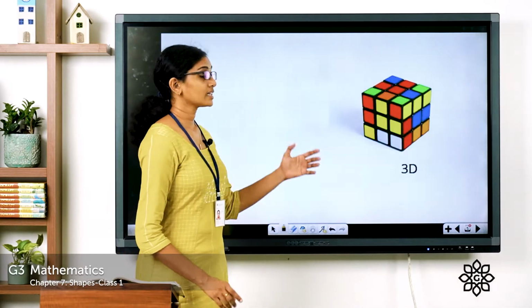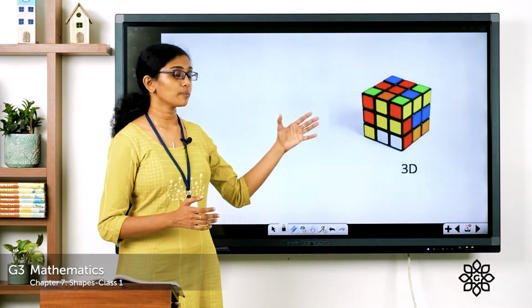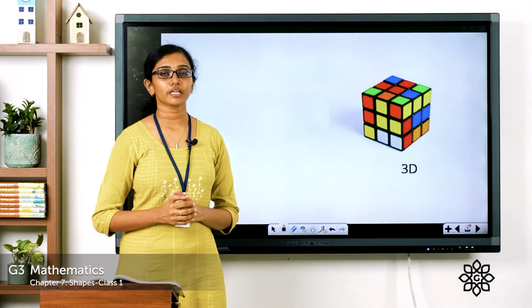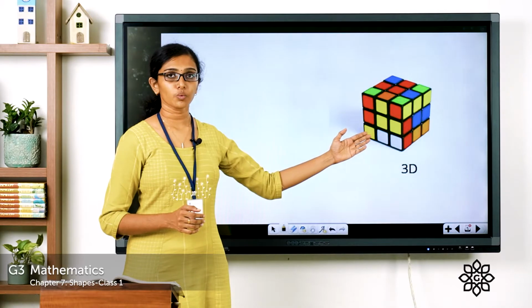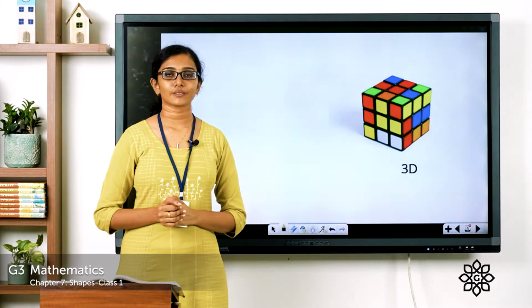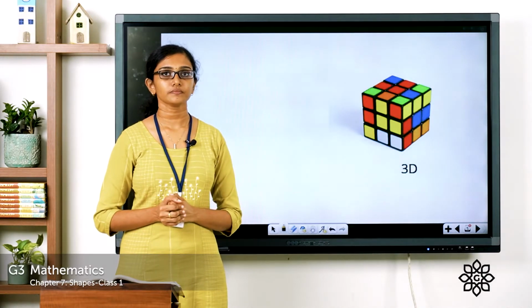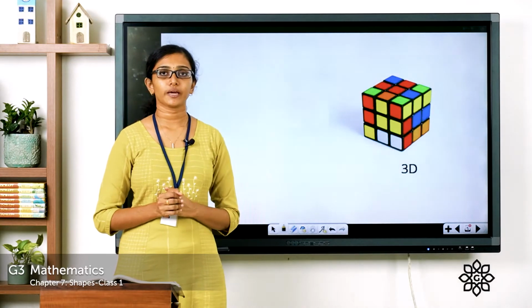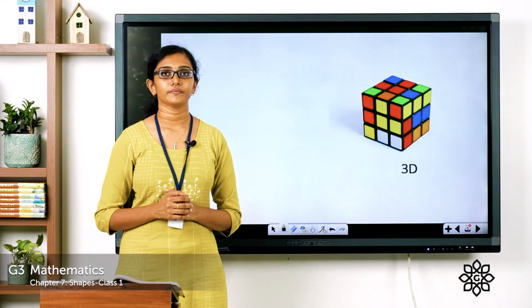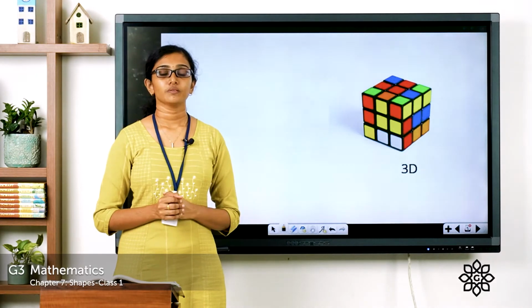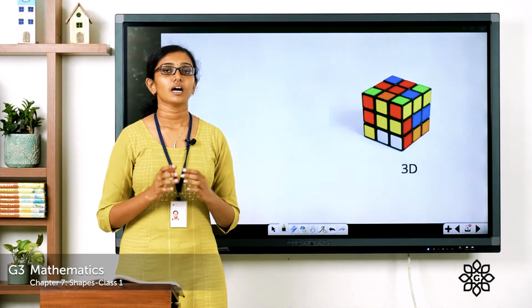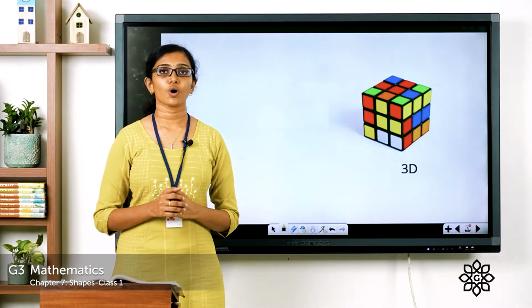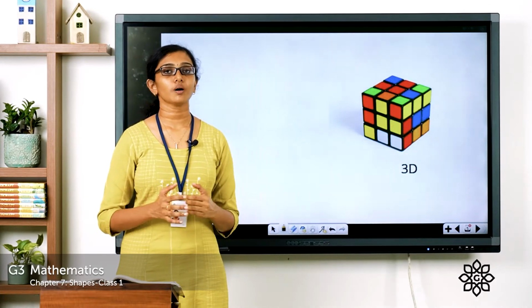Now, look at this cube here. All of you might have seen this. This is a Rubik's cube. And it has a length, a breadth or width, and a height or thickness or depth. And it occupies some space and you can hold it. So such shapes, which we can describe using three dimensions, are called three-dimensional or 3D shapes or objects.